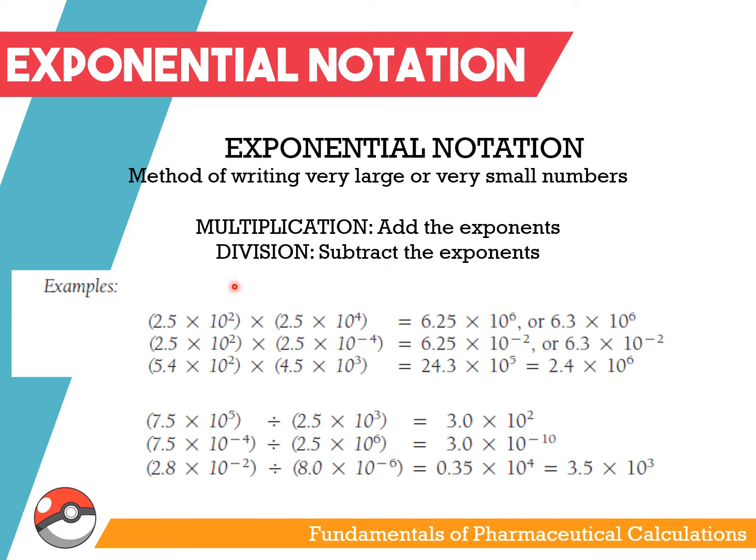So example, we have 2.5 times 10 to the second power times 2.5 times 10 to the fourth power. You should first multiply 2.5 and 2.5. You'll have 6.25. And then you add the exponents, which is 2 and 4. So that would be 6.25 times 10 raised to the sixth power. And this can be rounded up to 6.3 times 10 to the sixth power.